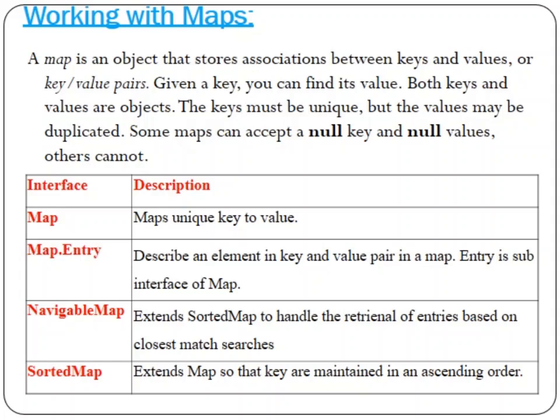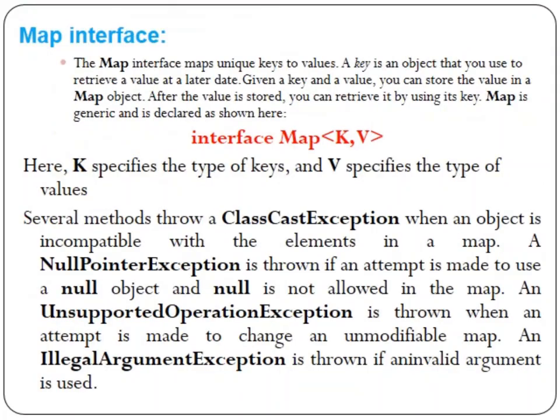So it is easy to perform operations like binary search, because in binary search the key values are always stored in ascending order. In hashing, the keys are stored in an ascending order. These are the different interfaces which are available in the Map. The first interface is the Map interface. The Map interface is used to map the unique key to the values.